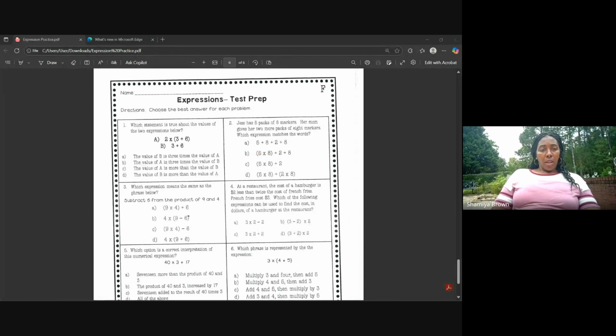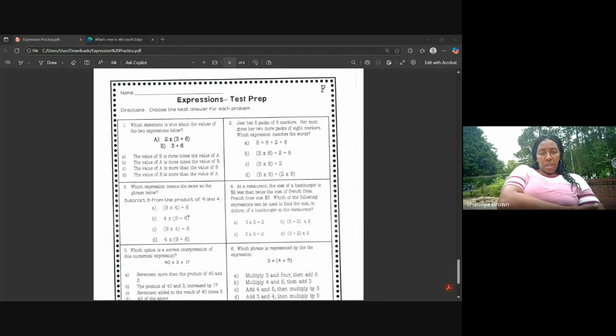Okay, let's look at number 3. Which expression means the same as the phrase below? The phrase says subtract 6 from the product of 9 and 4. So I know I'm going to be doing subtraction and multiplication here, because it says subtract 6 from the product of, and I know product means multiply, of 9 and 4.